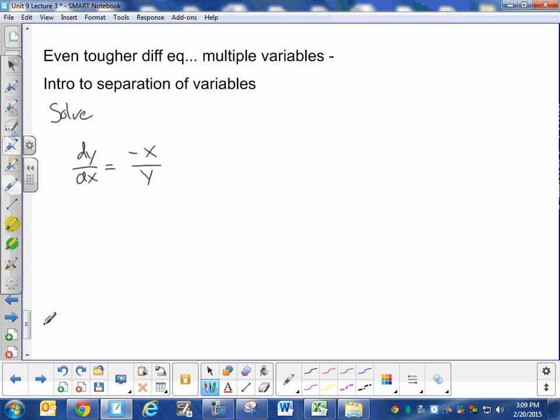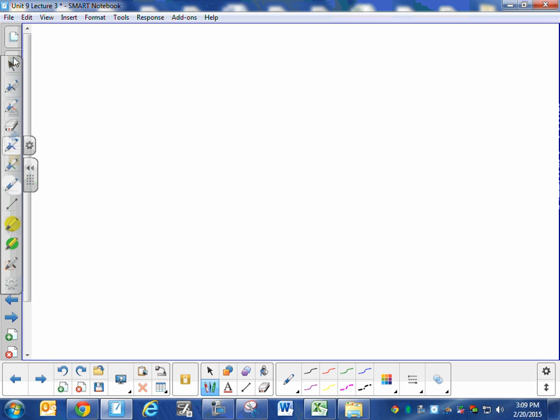dy/dx equals negative x over y. Well, let's recall some stuff. Let's recall finding slopes of tangents of implicit equations.